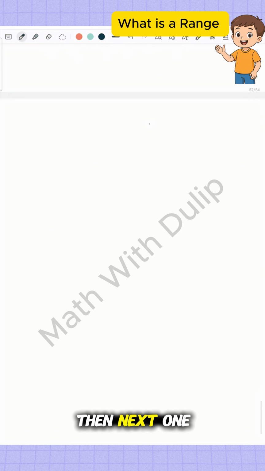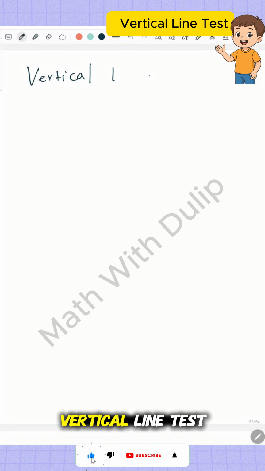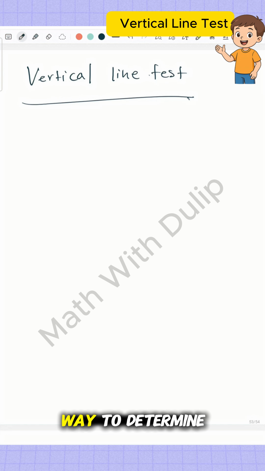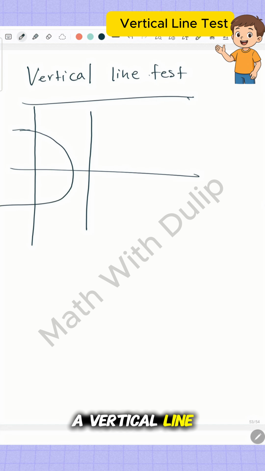And then the next one is the vertical line test. What is the vertical line test? The vertical line test is a quick way to determine whether a relation is a function or not. Look at this graph we have. If I draw a vertical line on top of this graph, we have two y values for the given x. So in that case, this is not a function.